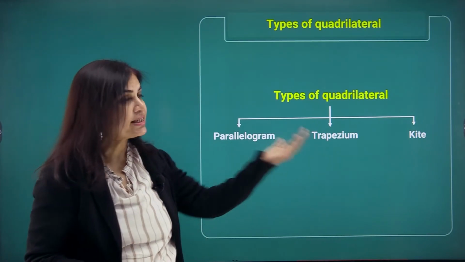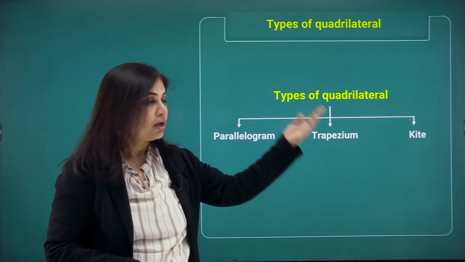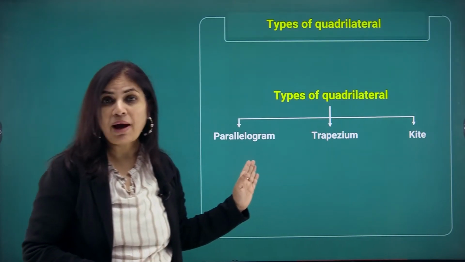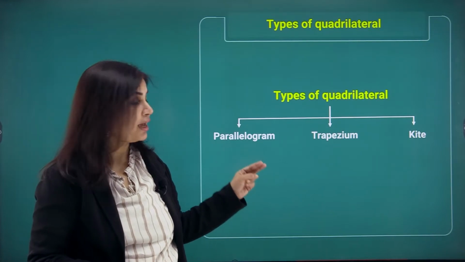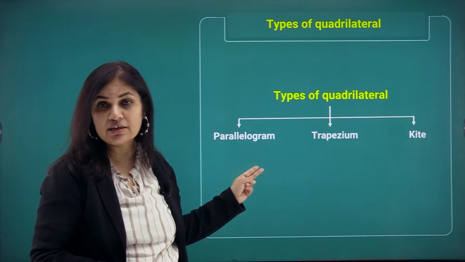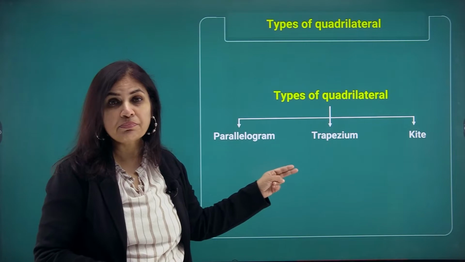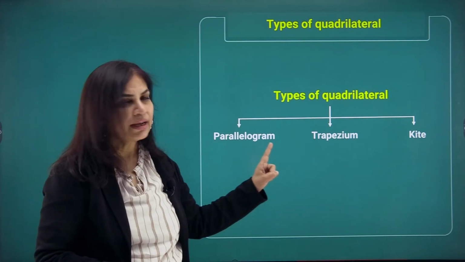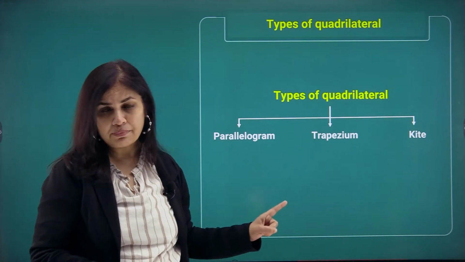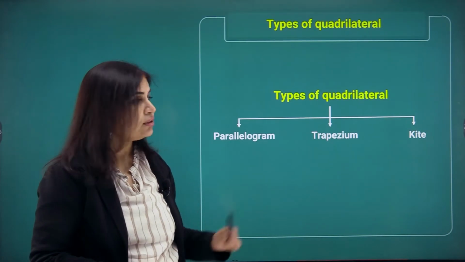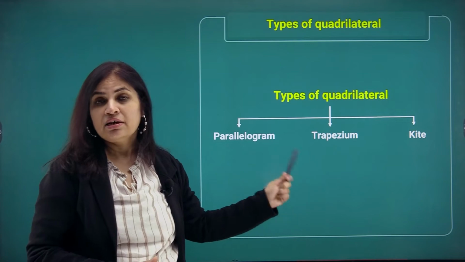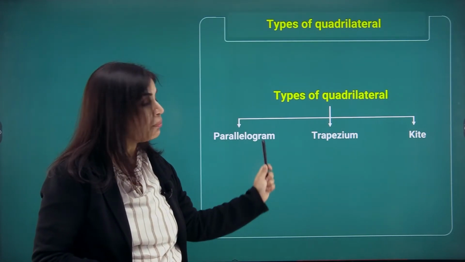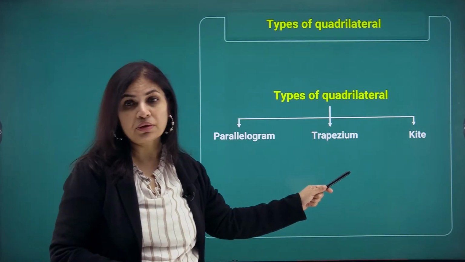What is the basic difference between the 3? A parallelogram has 2 pairs of sides parallel and equal. So, we have 2 pairs of parallel sides in a parallelogram. In a trapezium, we have only 1 pair of sides as parallel. In a kite, we do not have any pair of parallel sides. So, the number of parallel sides distinguishes one type of quadrilateral from the other.